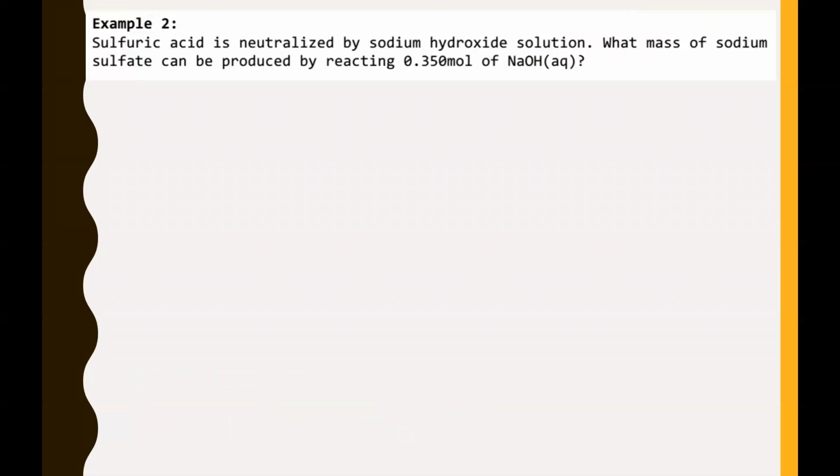Sulfuric acid is neutralized by sodium hydroxide solution. What mass of sodium sulfate can be produced by reacting 0.350 moles of NaOH? That's your sodium hydroxide. First of all, let's break apart what this question is saying. It's saying the sulfuric acid is being neutralized.